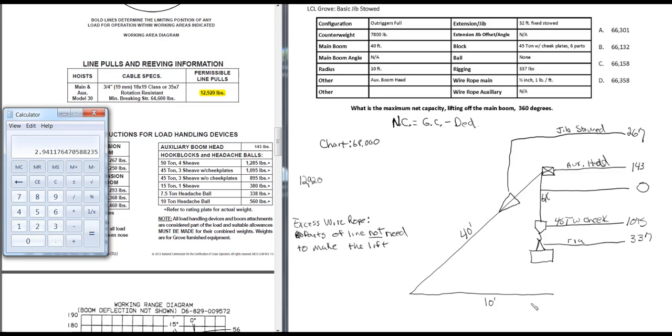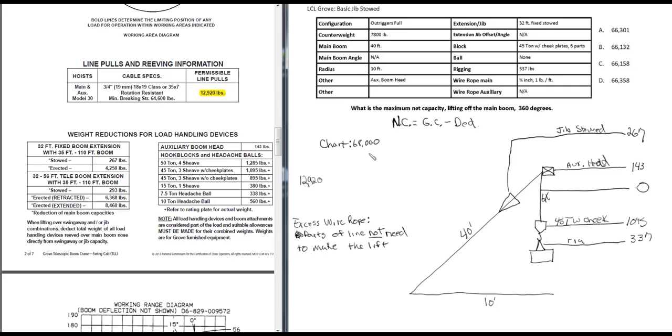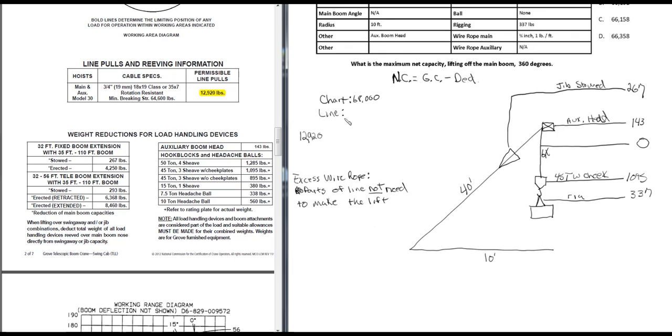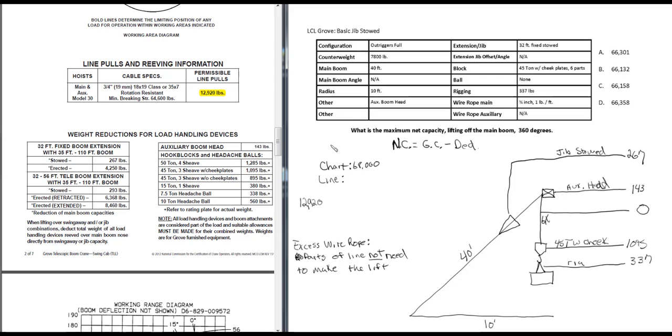Okay. It may not be clear yet, but as we do some more problems, it will become more clear. Let's move on. At this point we've got our chart capacity down. There's no wire rope deduction because we don't have any excess wire rope. What is our line capacity? We always want to put in our chart capacity and our line capacity. With 6 parts of line, our line capacity is 6 times 12,920.